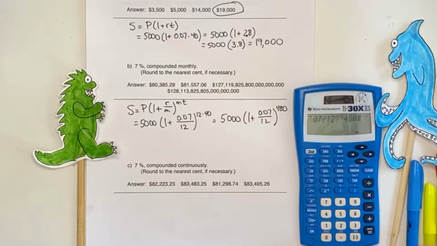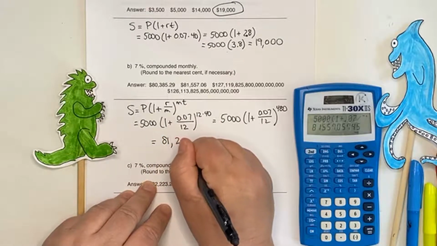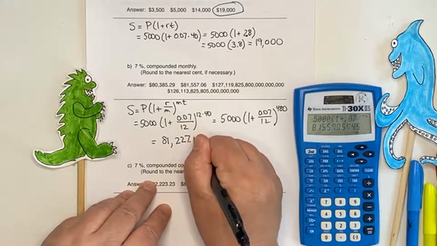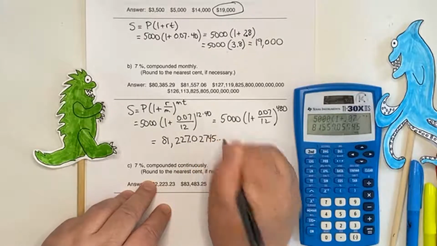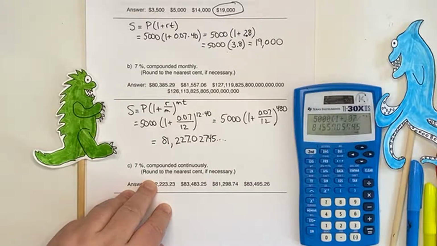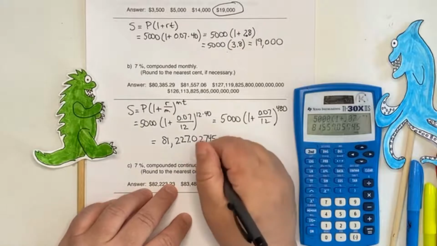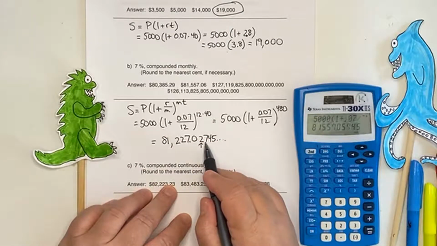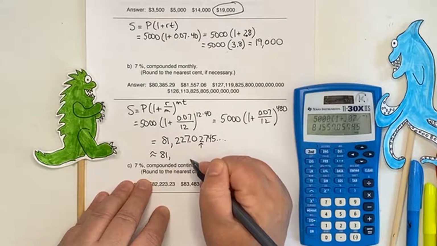Exponent to 480, fingers crossed, and I get, what is my answer? My answer is $81,227.2745. Okay, so this tells me to round to the nearest cent. So I'm going to this position. The next digit is a 7, so I'm going to round up. So I should have 81,000.